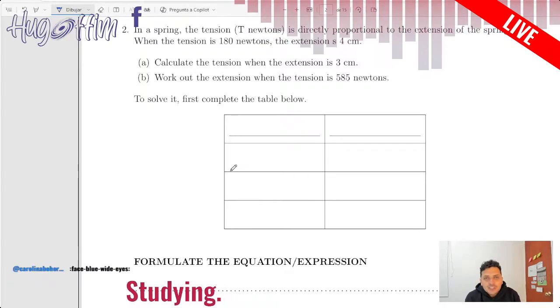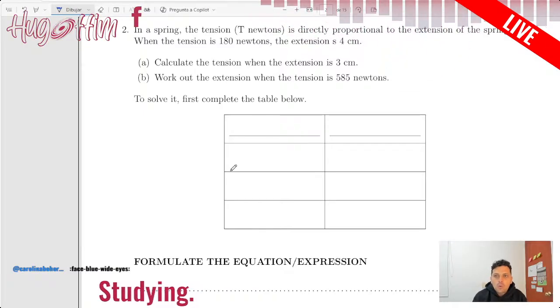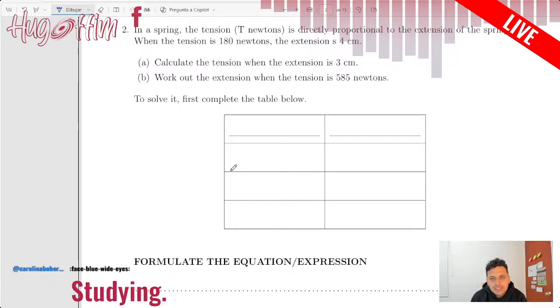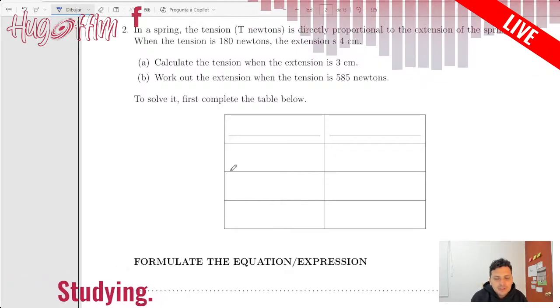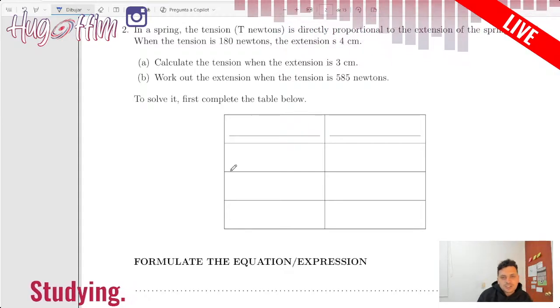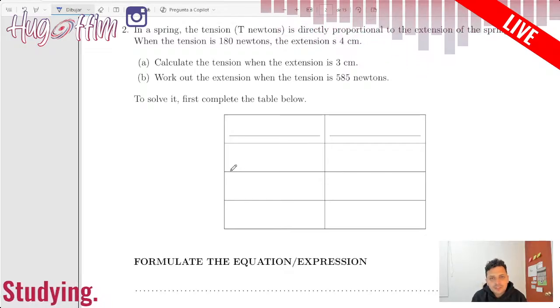In a spring, the tension T newtons is directly proportional to the extension of the spring y centimeters. When the tension is 180 newtons, the extension is 4 centimeters. Calculate the tension when the extension is 3 centimeters. Work out the extension when the tension is 585 newtons. To solve it, first complete the table.